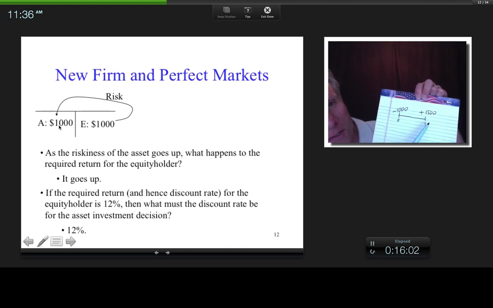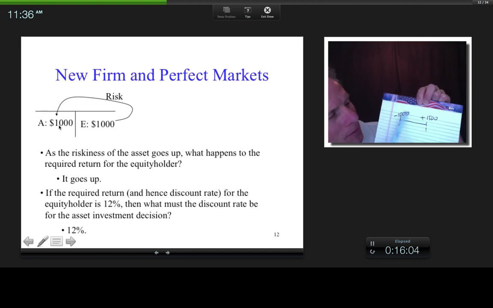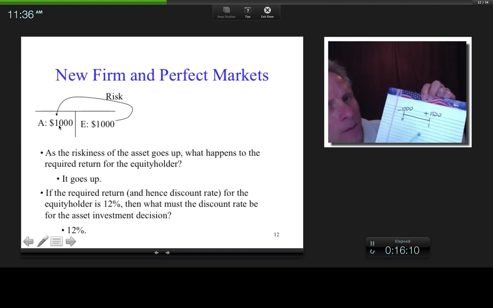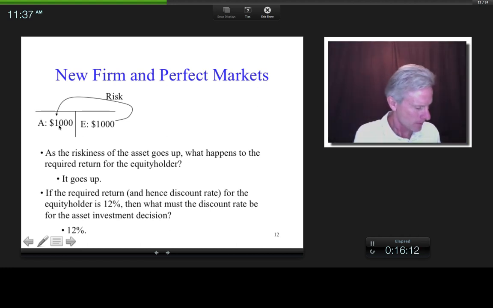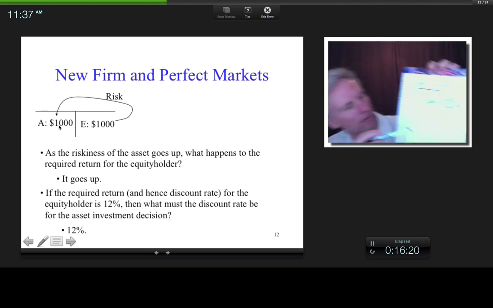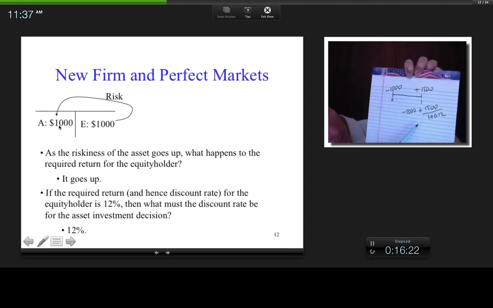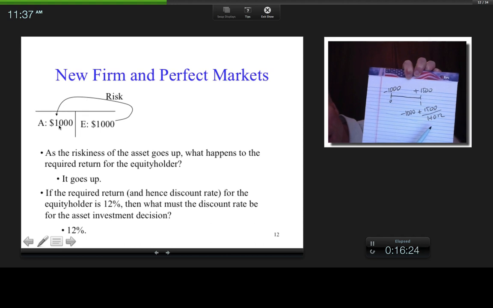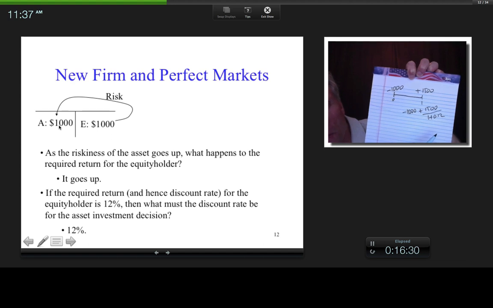Well, if the market's saying, hey, the riskiness inherent of what you're doing with my money has a discount rate of 12%, then the NPV would look something like this. Minus 1,000 plus 1,500 over 1 plus 0.12. And if you did that in your calculator, would you get a number bigger or smaller than 0?